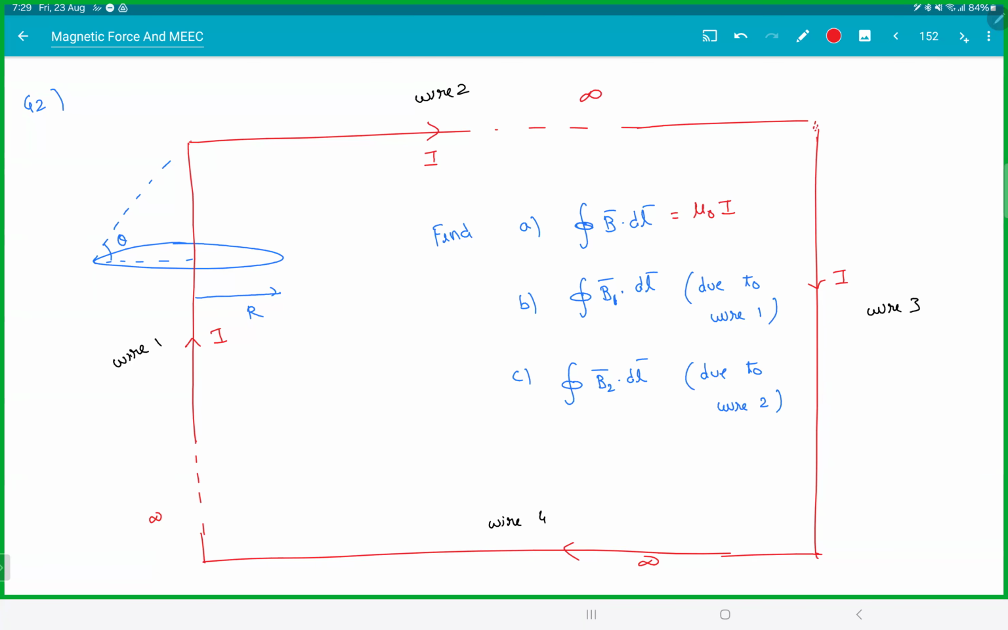See, understand one thing. Integral B dot dl, B is due to all current wires present, isn't it? That would be equal to mu naught into the current crossing the loop. That B bar is due to everyone. You can't say only this guy is giving mu naught I.